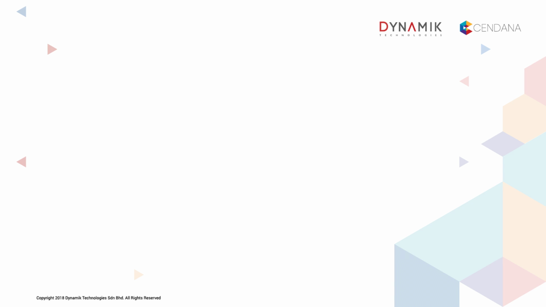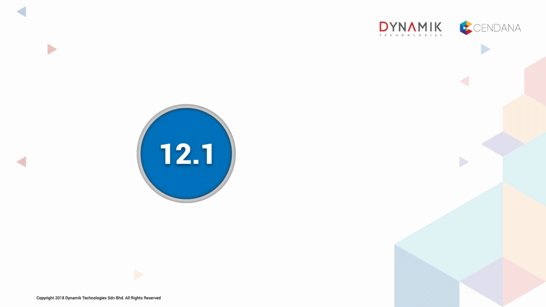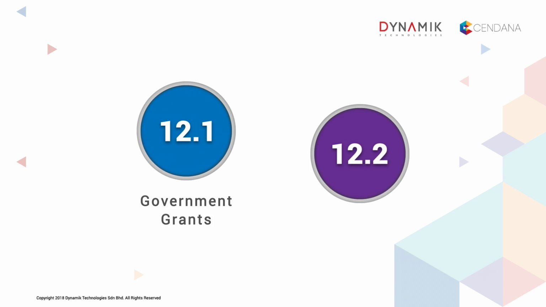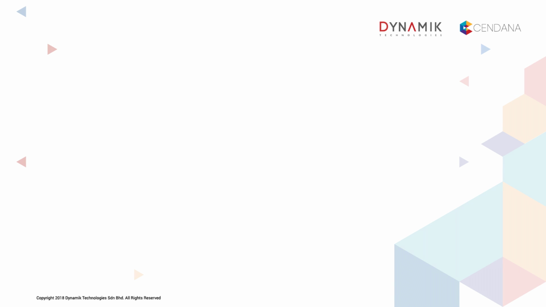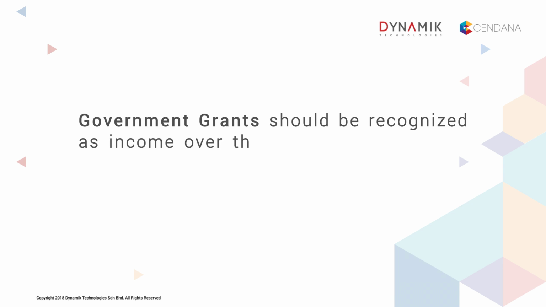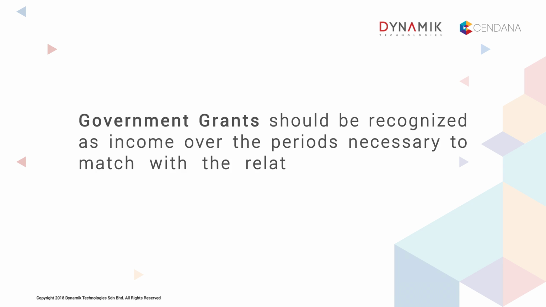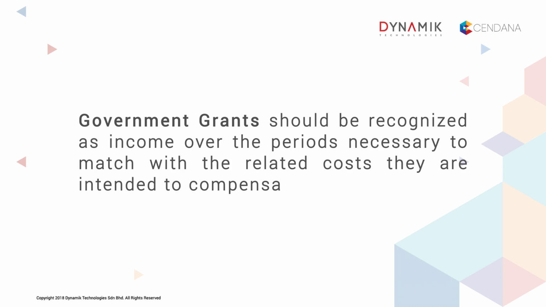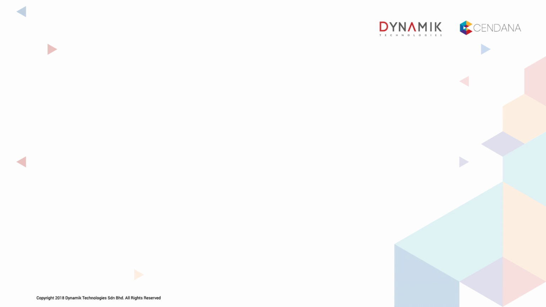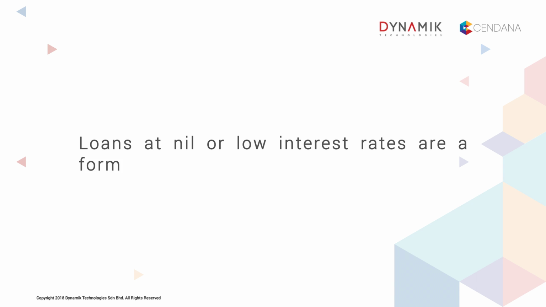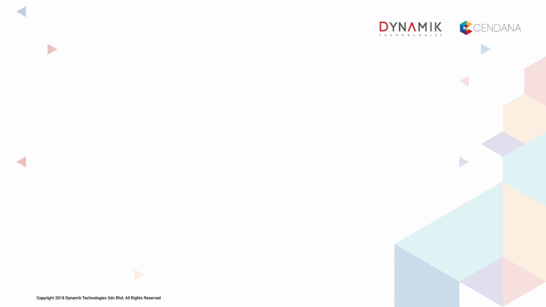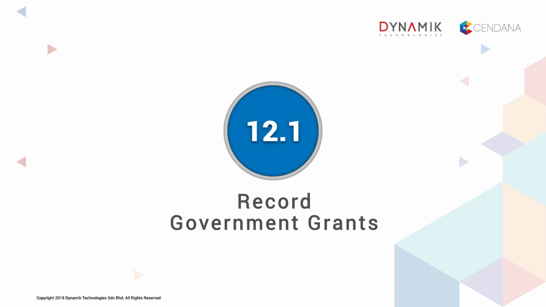BDAS 12 is divided into two categories: BDAS 12.1 Government Grants and BDAS 12.2 Government Assistance. BDAS 12.1 is defined as government grants should be recognized as income over the periods necessary to match with the related costs they are intended to compensate. BDAS 12.2, on the other hand, is briefly described as loans at nil or low interest rates are a form of government assistance.